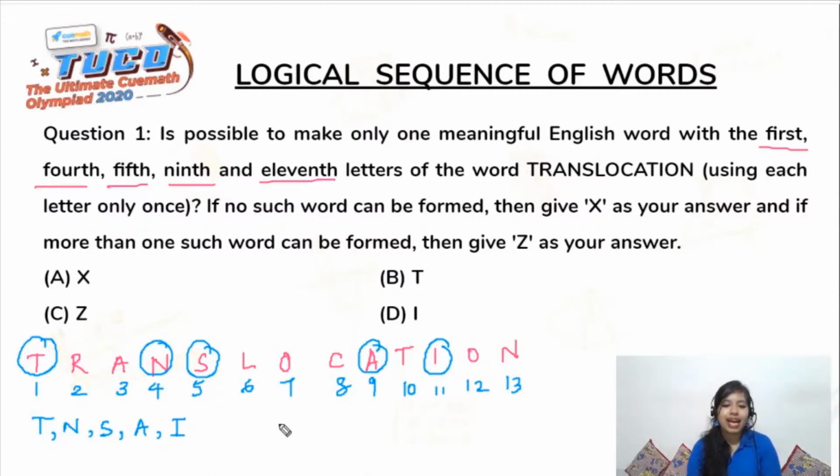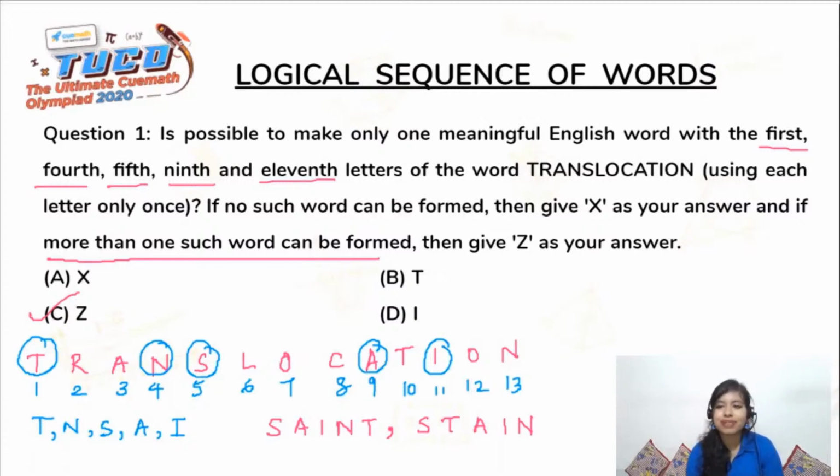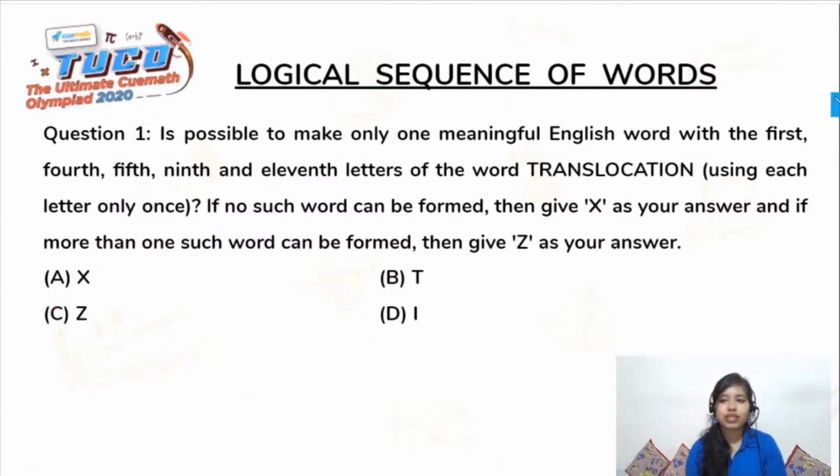If you see, I'll arrange it in one format, S-A-I-N-T, which is nothing but saint. This is one word. And now, the other one which could be possible from here is, I could also say S-T-A-I-N, which is nothing but stain, right? See, I could actually frame more than one word. And if you can frame more than one word, then Z has to be your answer. I hope that was clear enough, simple enough. So here your vocabulary plays a very important role. Okay. So let's do a similar kind of question now.